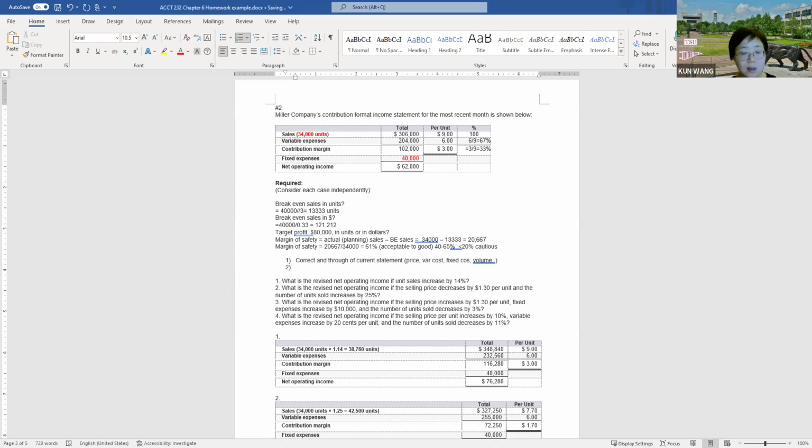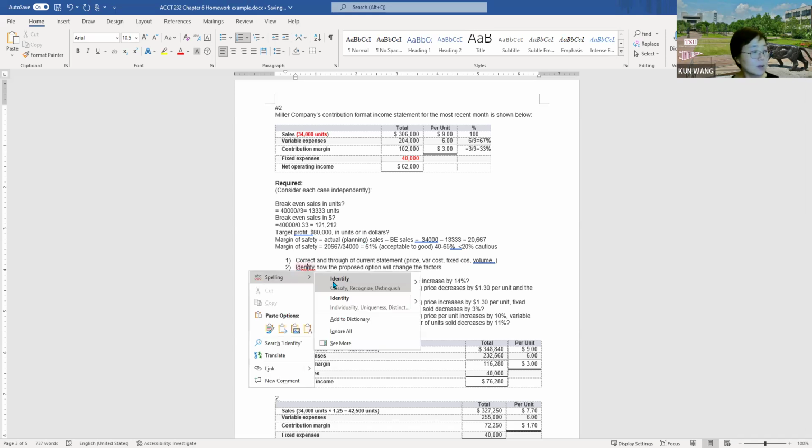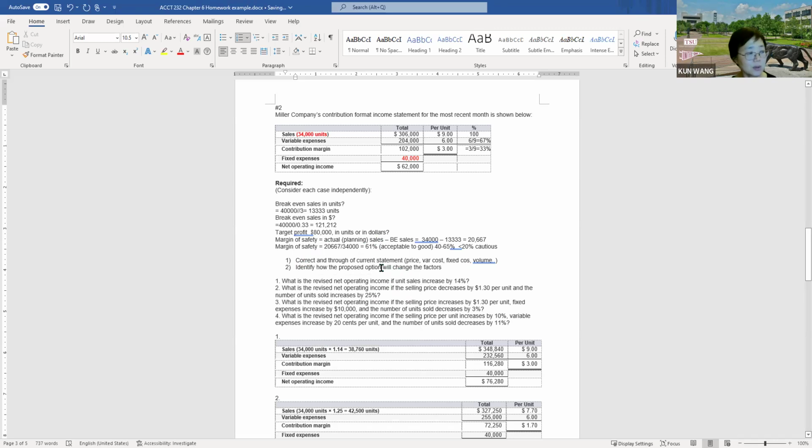So we can work here to understand how the proposed change can impact the ways you operate, and then identify how the proposed scenario or the option will change the dynamics, or all the factors we are looking for here, and you can get your result. So how the proposed options or scenarios will change the factors playing in the statement for us to figure out the contribution margin or the income.